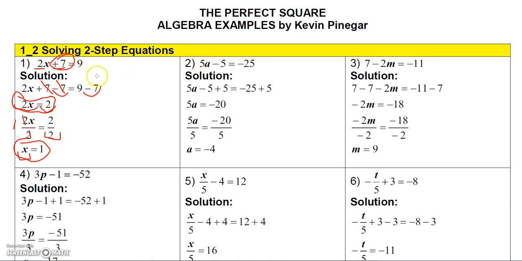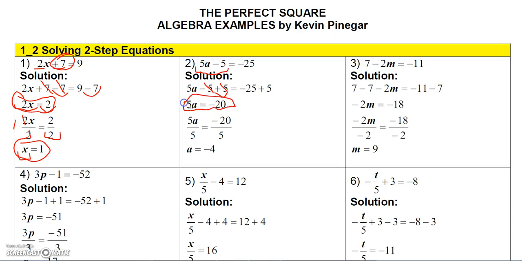So that's the 2 steps. The first step was to subtract 7 from both sides. The second step was to divide both sides by 2. Okay, so now if you look at this problem, it requires 2 steps. The first thing I'm going to have to do is add 5 to both sides to eliminate the negative 5. So if I add 5 to the left side, that will cancel the minus 5. And then if I add 5 to the right side, negative 25 plus 5 will give me negative 20. So since the 5 canceled over here, I'm just going to have 5a on the left, and on the right side, I'm going to have the negative 20.